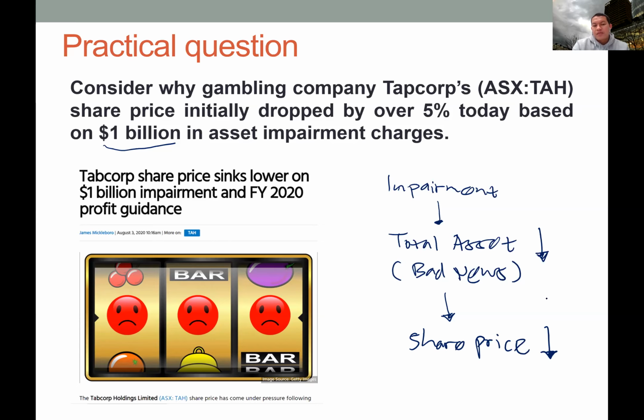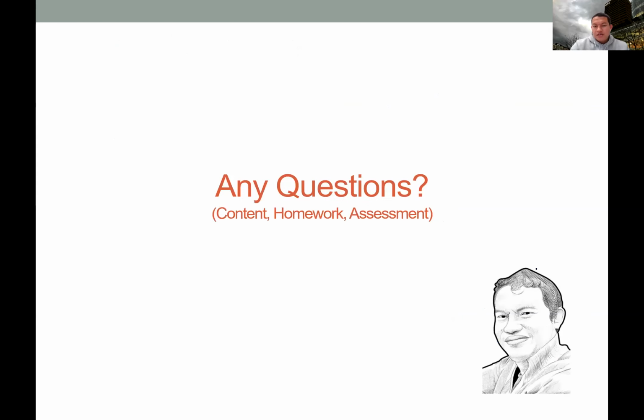So we can learn that one thing is that reporting a lower asset is bad news for investors. And the second thing, the market is efficient. So whenever bad news or good news is available in the market, it will be reflected in the share price. Okay, I think that's pretty much everything. Any comment or questions?